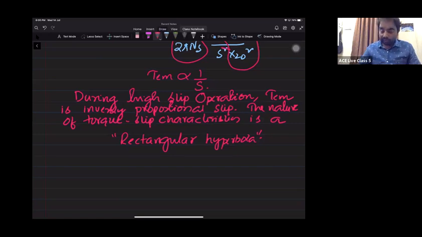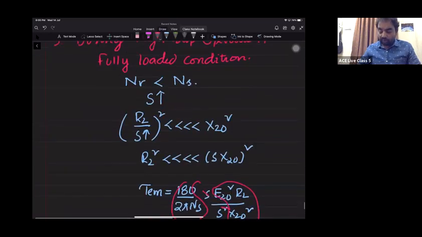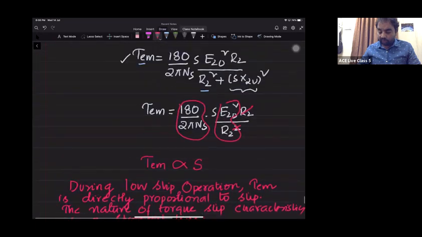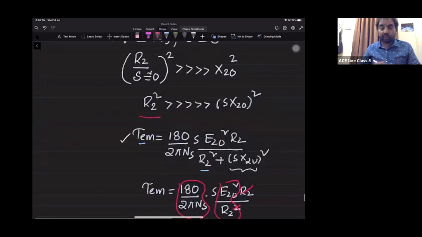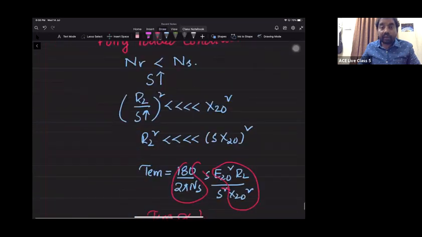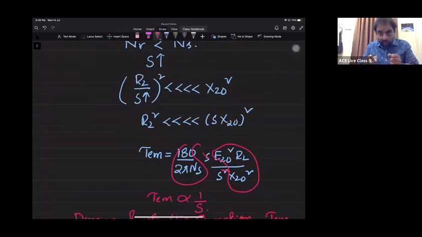Once again, I repeat, during low slip operation, which one is dominating here? Resistance part. The rotor circuit is highly resistive, drawing more current, drawing more active power. The torque will be more. But during high slip operation, the rotor circuit is highly inductive, drawing high current, but it is drawing reactive power. The active power will be less, so the torque will be less. I hope this point is clear. Confirm me, all of you.